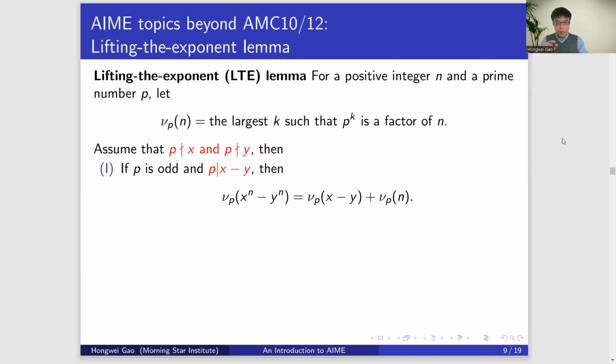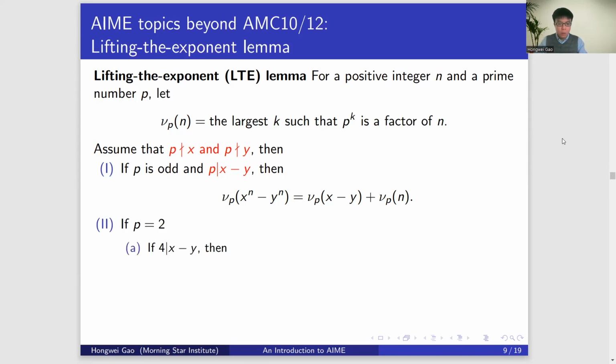For the difference x to the nth exponent minus y to the nth exponent, the highest power of p in this number is just the highest power of p in x minus y plus the highest power of p in n. That's the statement when p is odd. Now, when p is 2, which is a special prime, the statement is slightly different.